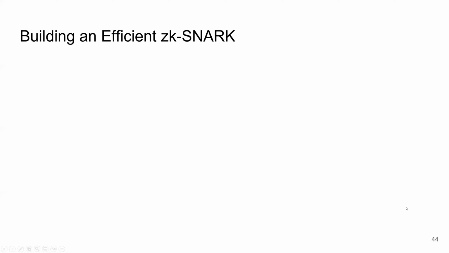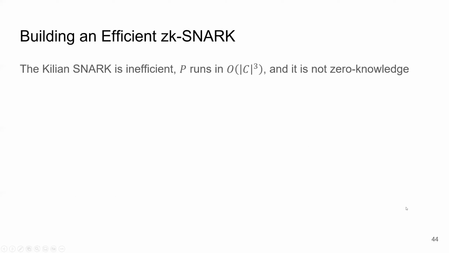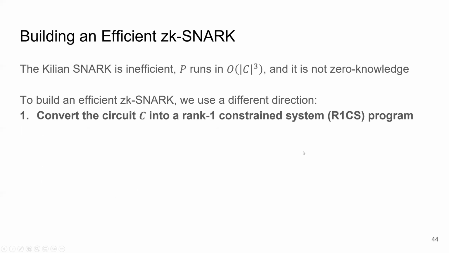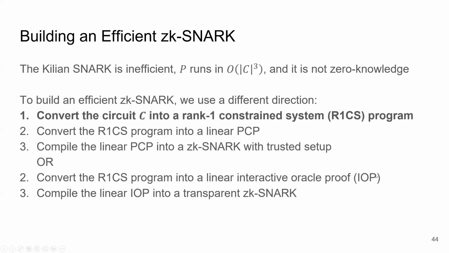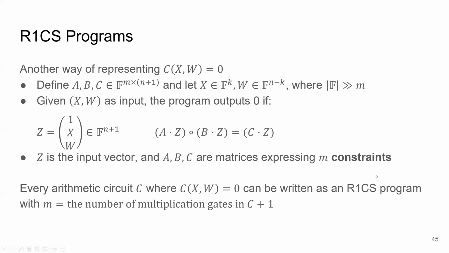All right, let's go. The first thing we need to do is convert our circuit into a rank 1 constraint system program, R1CS, and then everything else. So let's define what an R1CS program is. An R1CS program is just another way of representing an arithmetic circuit. It's another way to mathematically represent one, and it's reducible to arithmetic circuits. It's an equivalent way of writing the same thing out, but in a different format.